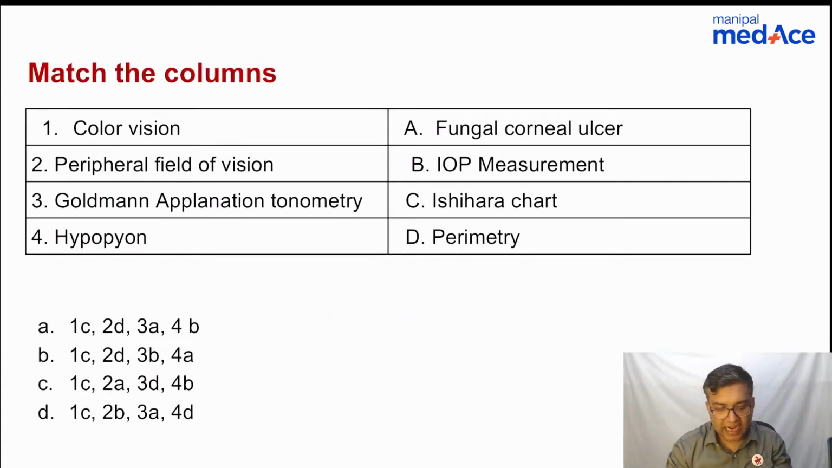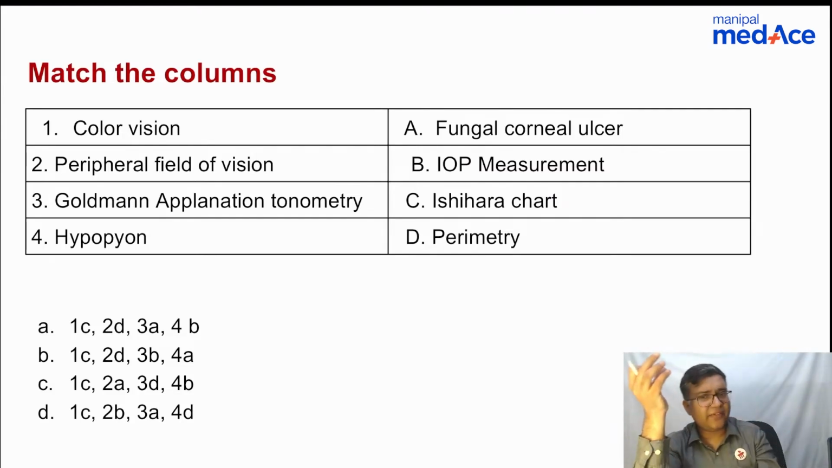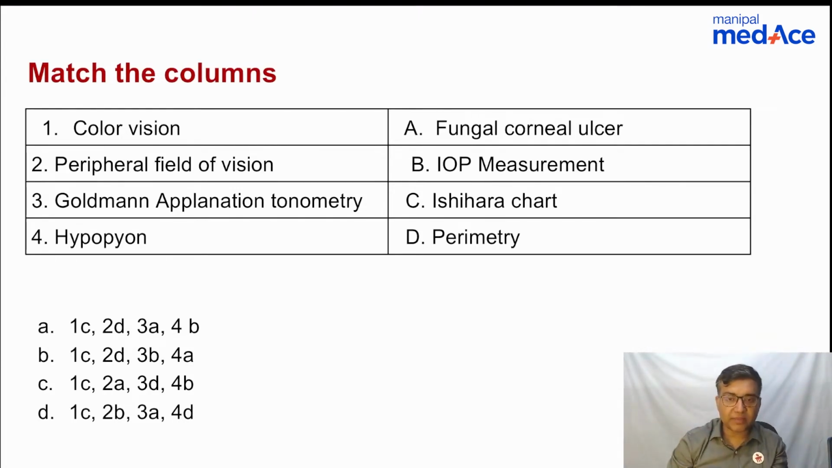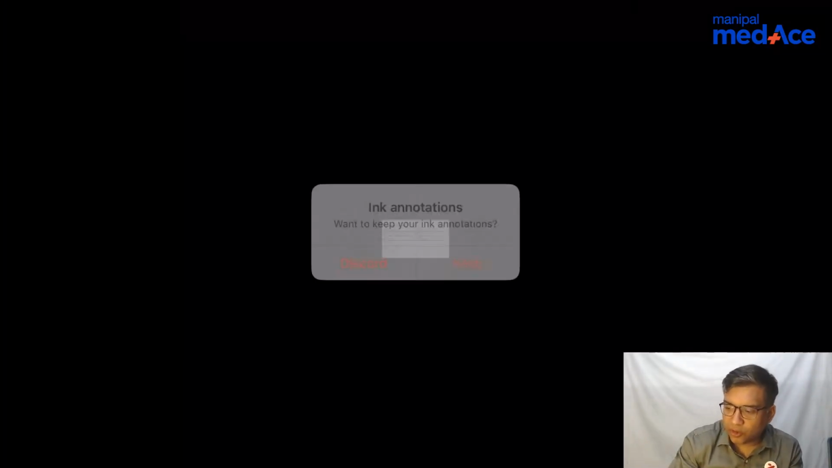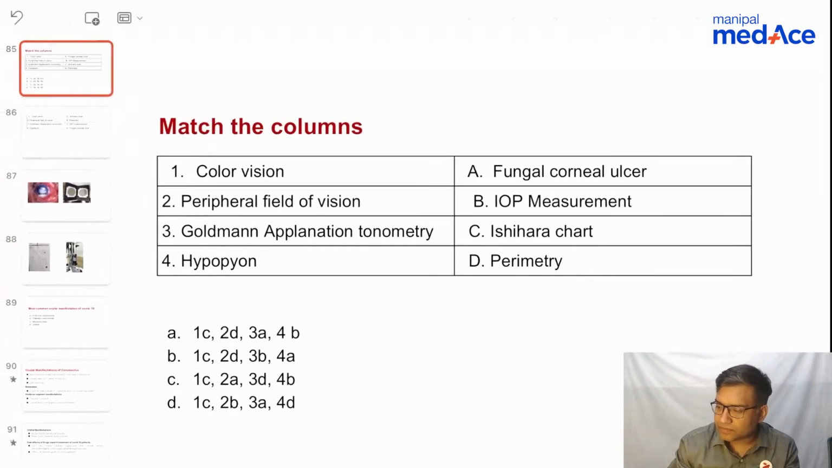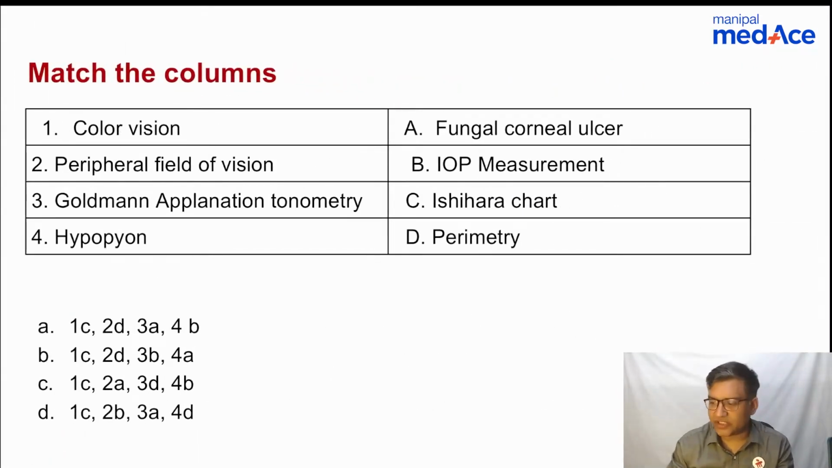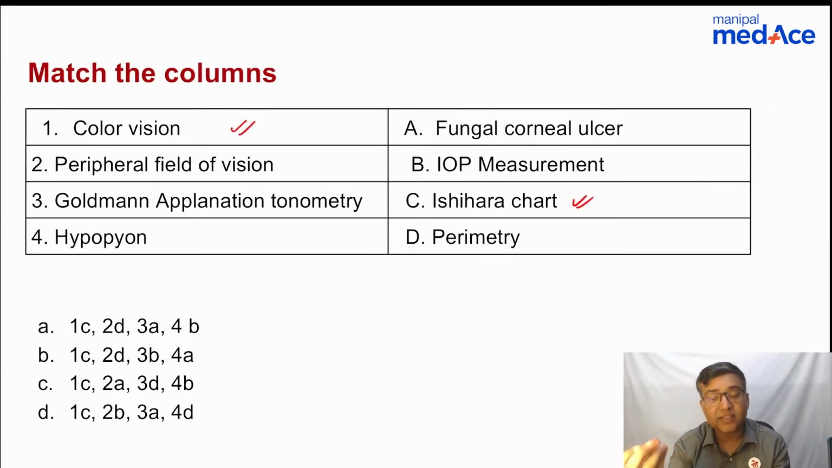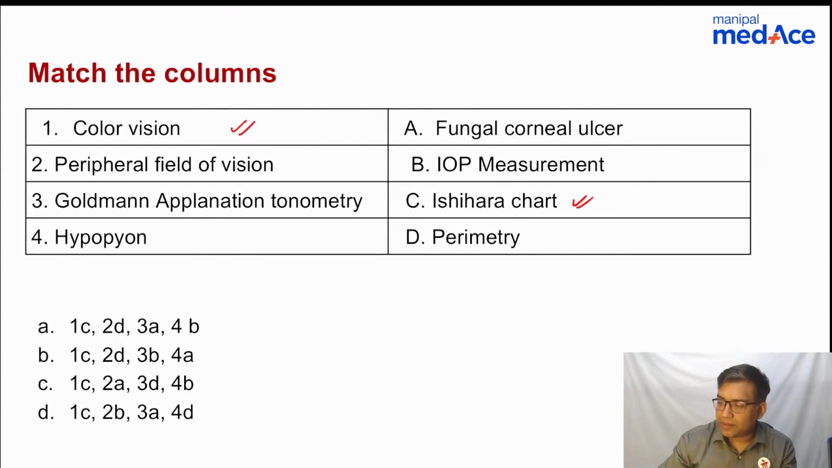The next question was regarding matching. They have written a few symptoms and a few tests, and in the other column you have to match. Your options are color vision, peripheral field of vision, Goldman applanation tonometry, and hypopyon in column A, and in column B they have fungal corneal ulcer, IOP measurement, Ishihara chart, and perimetry. So color vision, how do you see the color vision? With the help of the Ishihara chart. Red green color blindness you detect by the Ishihara chart. So 1 goes with C.